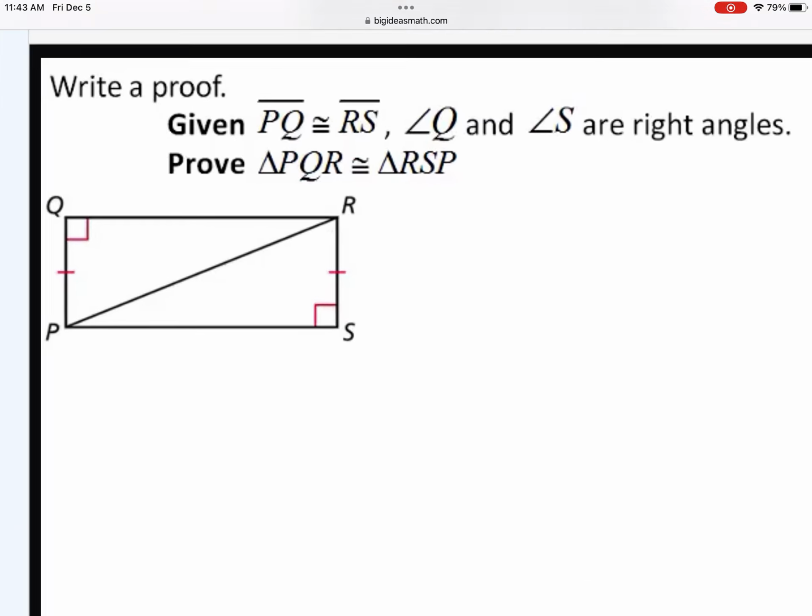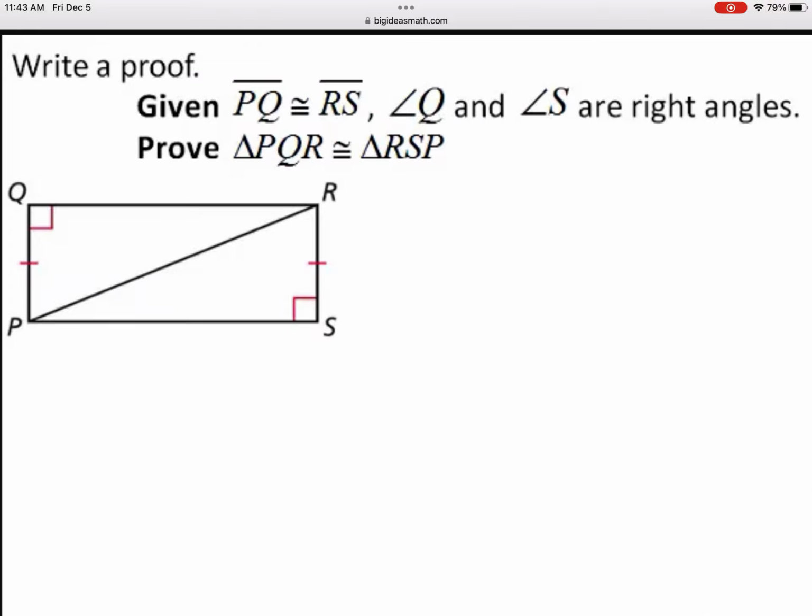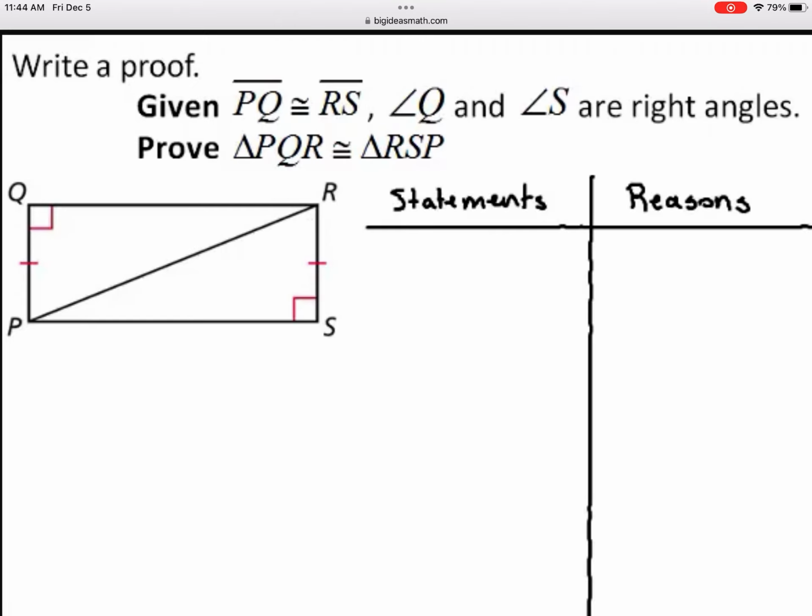Write a proof. Given that line segment PQ is congruent to line segment RS, and angle Q and angle S are right angles, prove that triangle PQR is congruent to triangle RSP. Begin by setting up a statements and reasons table.